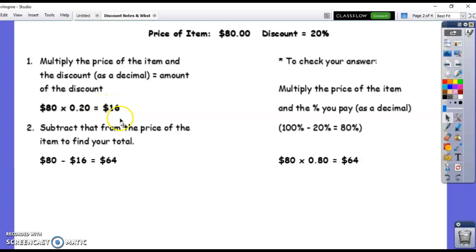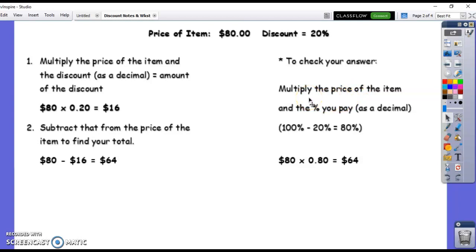So to find out how much I do pay, I'm going to take the amount of the item and subtract the $16. So I have to pay $64. Okay? And there's a way for you to check your answer.